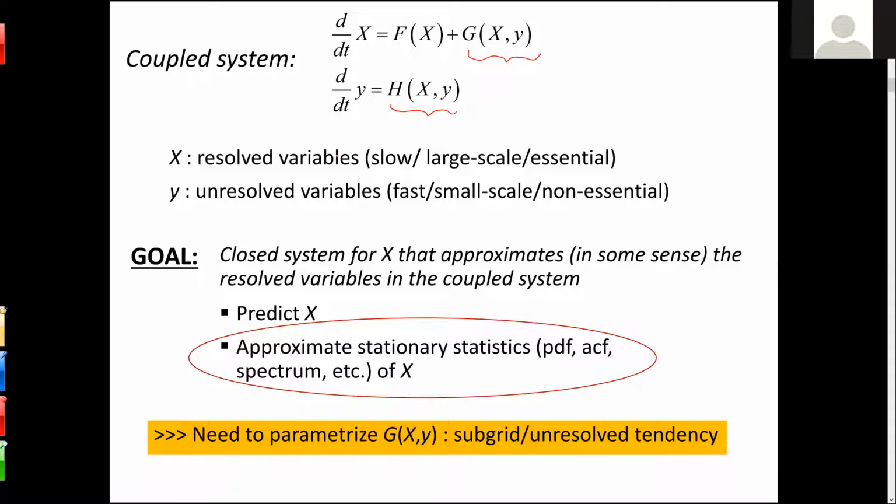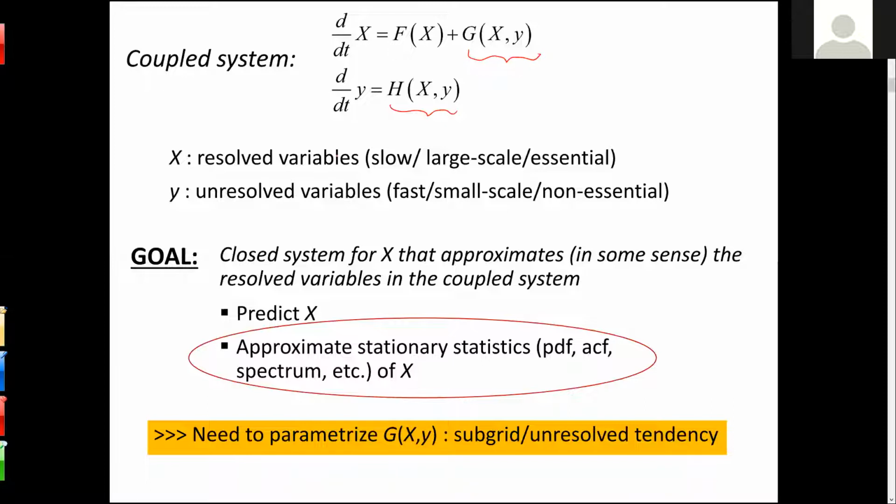Approximating stationary statistics is like estimating climate. Okay? It will be run for a long time, and you want the X variable in the coupled system to have the same statistics as the X variable in the reduced system, even if they don't have exactly the same path.